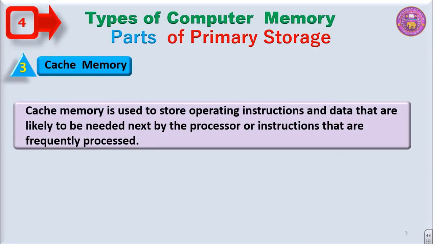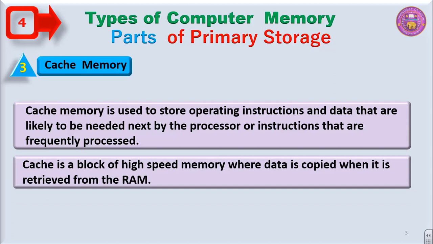Cache memory is used to store operating instructions and data that are likely to be needed next by the processor, or instructions that are frequently processed. It means all those instructions or data which is urgently required by the processor. They are stored in cache memory.